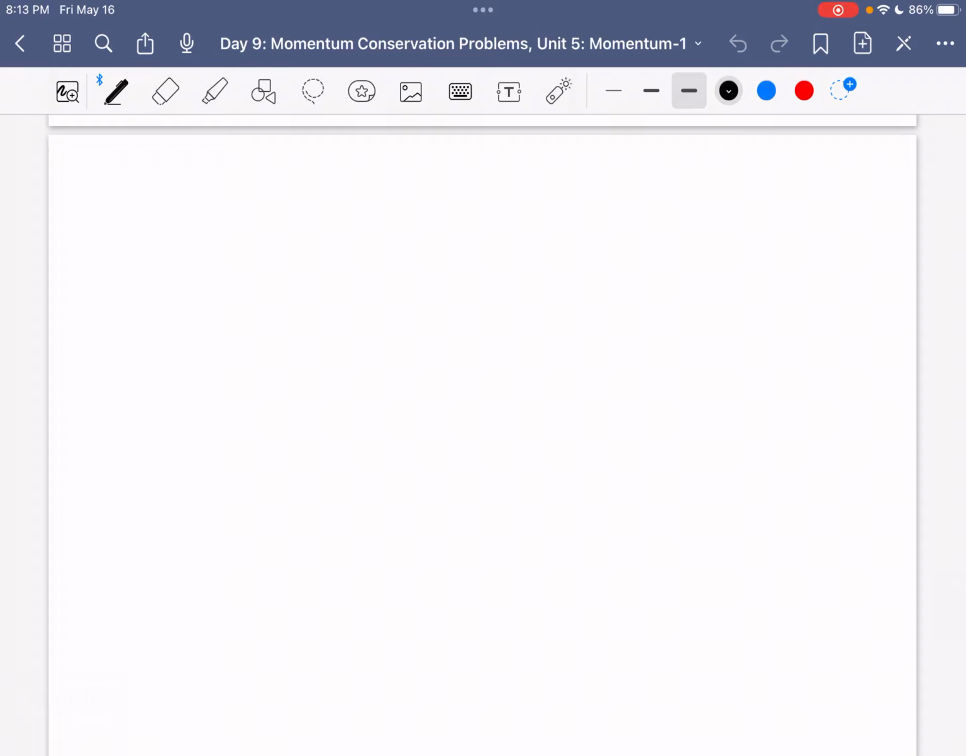Hello. I just spent like 5 minutes looking for this document, but I couldn't find it in their Google Drive. So I'm just gonna tell you that it's number 5, and it's a 180 kilogram bumper car traveling west at 2 meters per second.